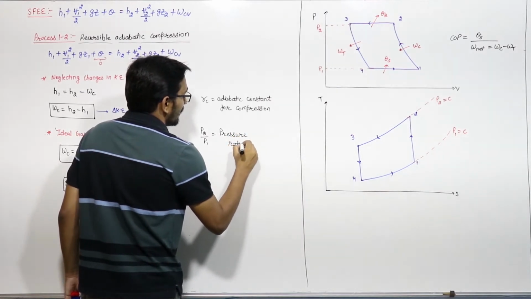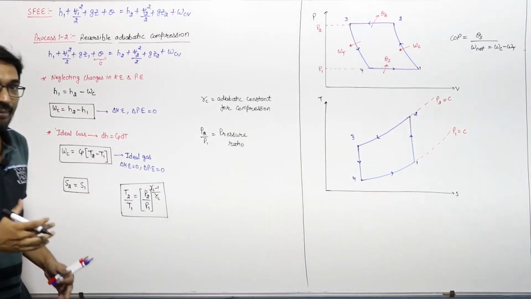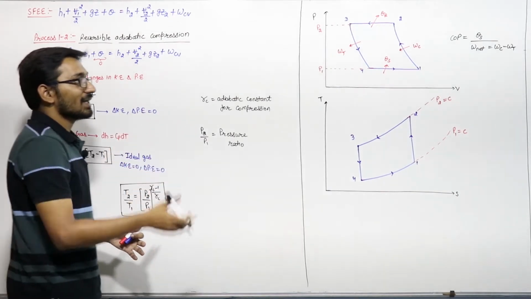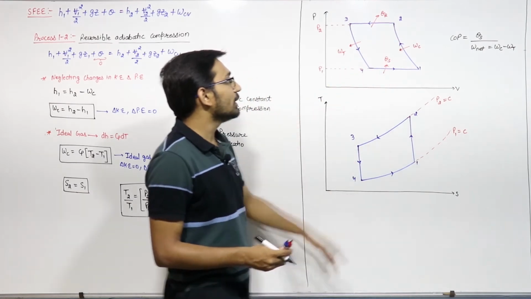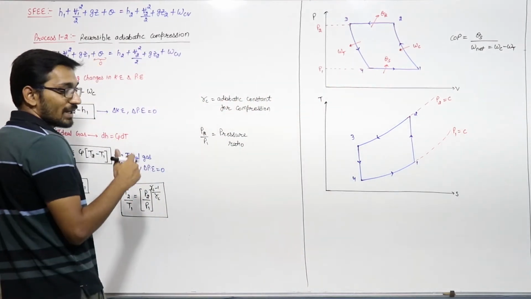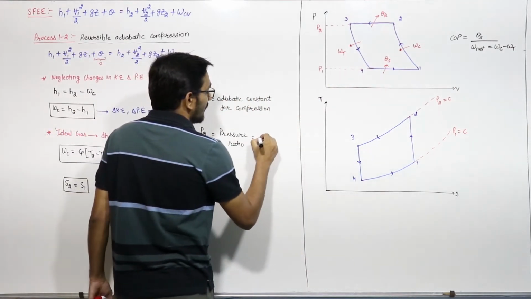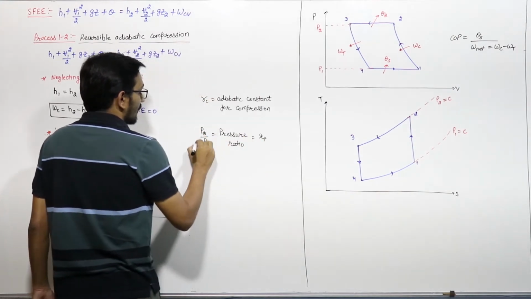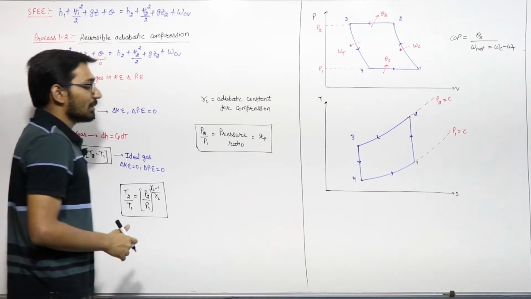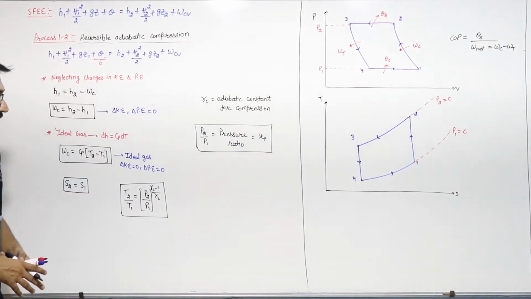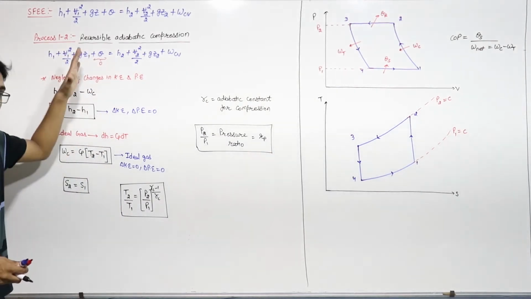Pressure ratio means how much the pressure is increased by the compressor, right? The compressor is increasing the pressure from P1 to P2. So P2 by P1 is known as pressure ratio, and that will be equal to Rp. We denote it with the letter Rp. So Rp is the pressure ratio. So this is for the process 1 to 2.